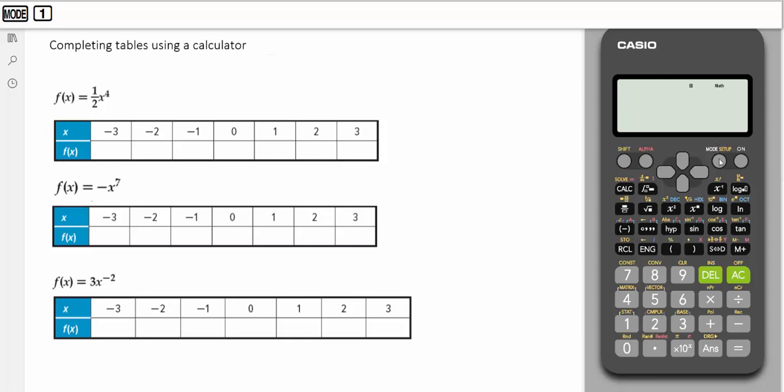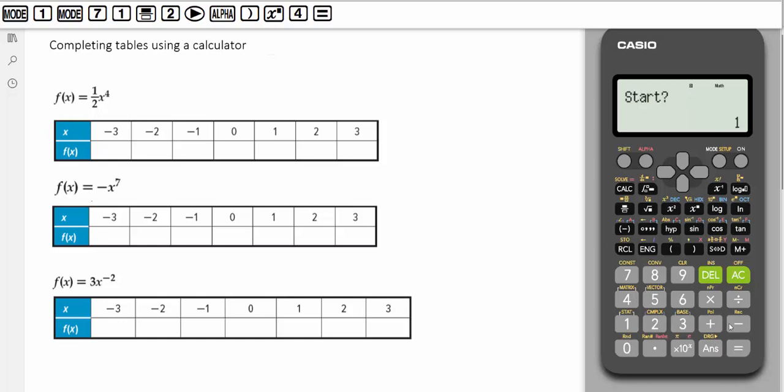So we need to click on Mode, search for table. In our calculator it happens to be number 7, and then just insert your equation. This time f of x is equal to 1 over 2 x to the power of 4. So we're going to write 1 over 2, move to the right and just go alpha x to the power of 4. After that, just click on equal.